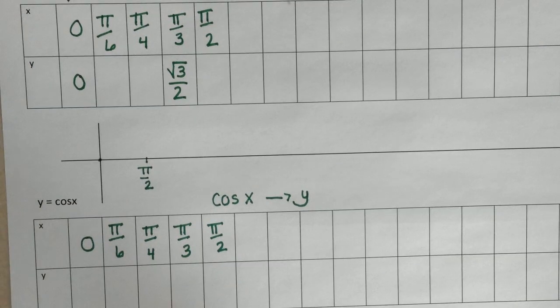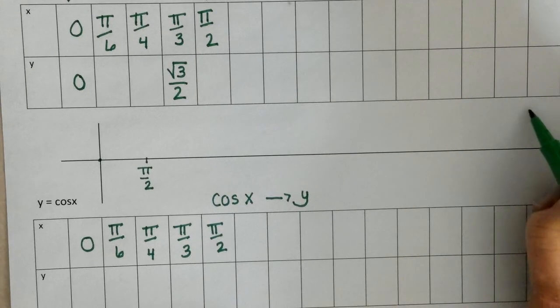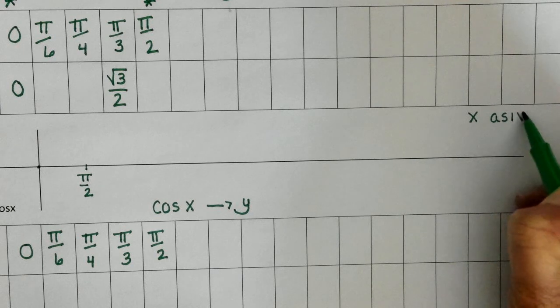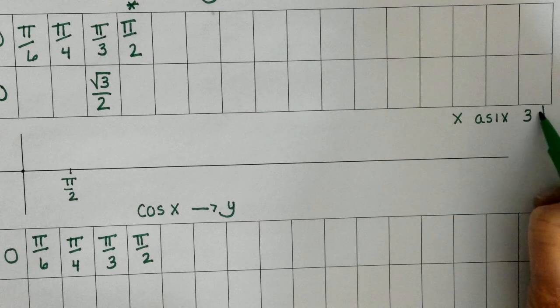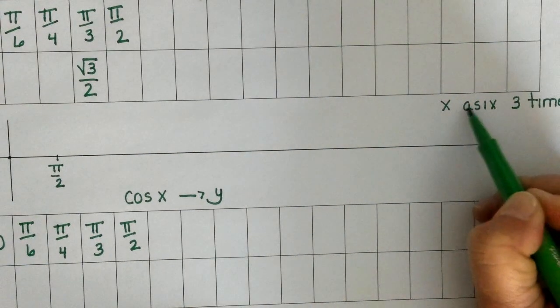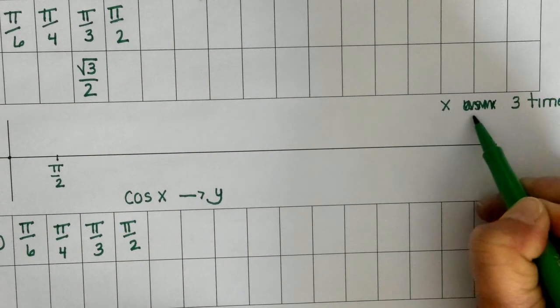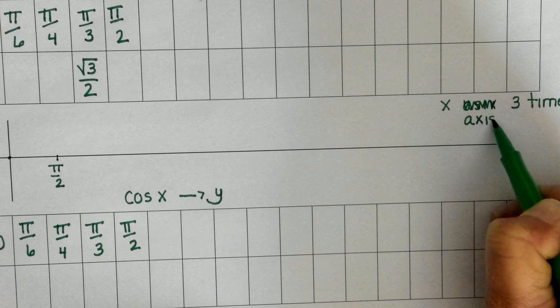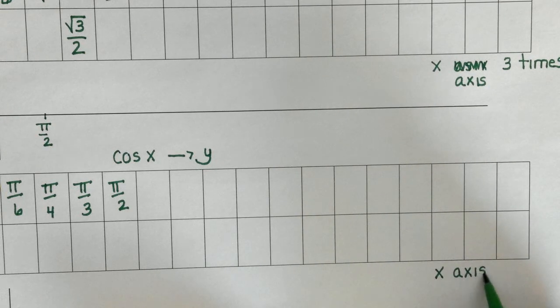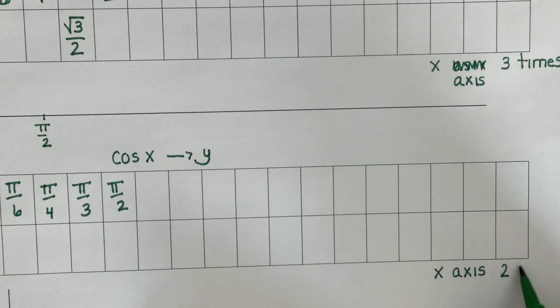The sine function hits the x-axis 3 times. Oops, that is not how you spell axis. The cosine function hits the x-axis 2 times.